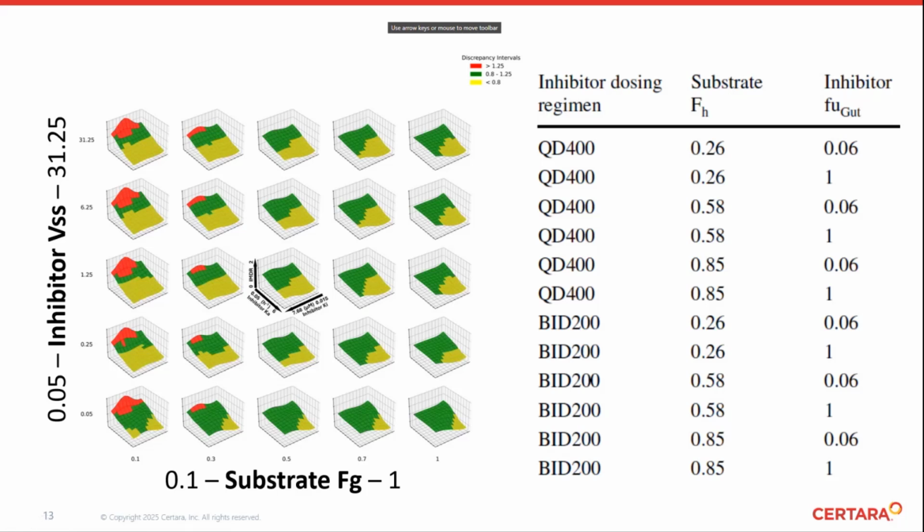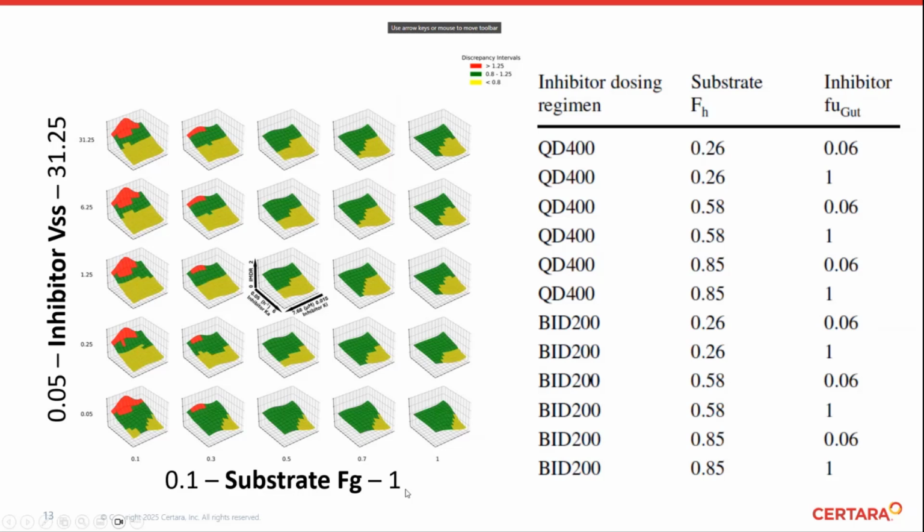And the y-axis shows our IMDR values, which are color-coded based on the discrepancy intervals. So the green zone shows that there are no discrepancies. The red zone is associated with the patient risk discrepancy, and the yellow zone is associated with the sponsor risk discrepancy. And as we can see in our main figure, the individual plots stay the same with the same x, y, and z axes, but as we move between the plots, left, right, up, down, we change the values for inhibitor VSS and substrate FG.